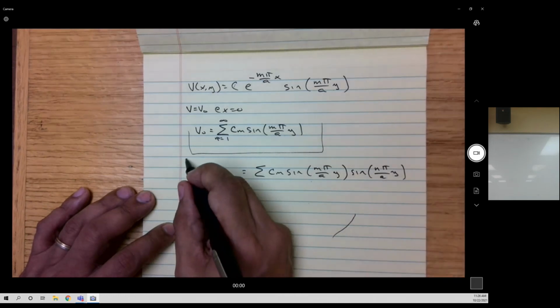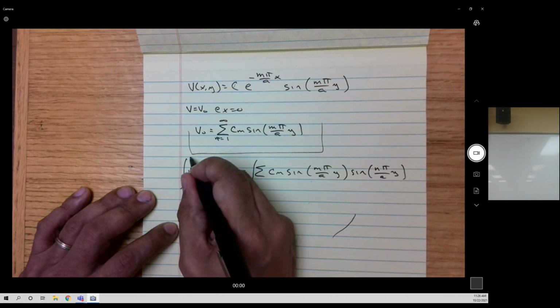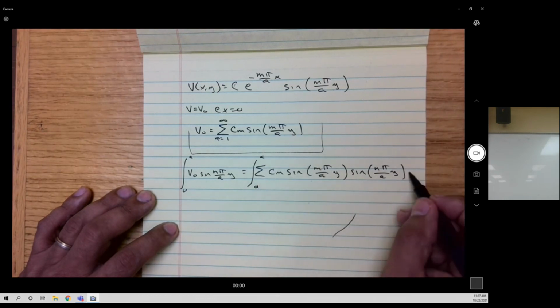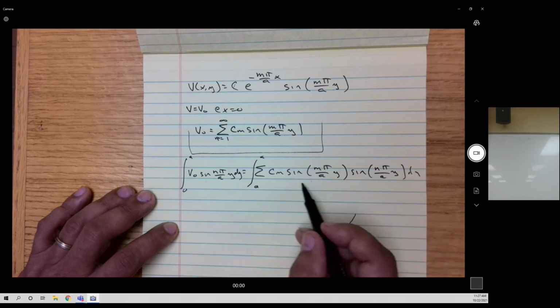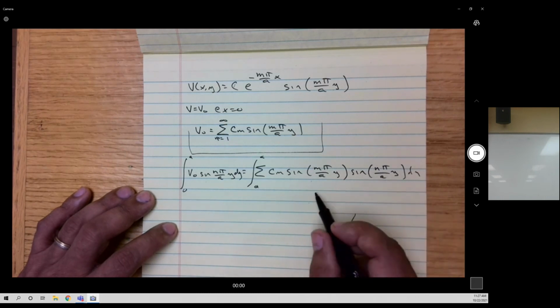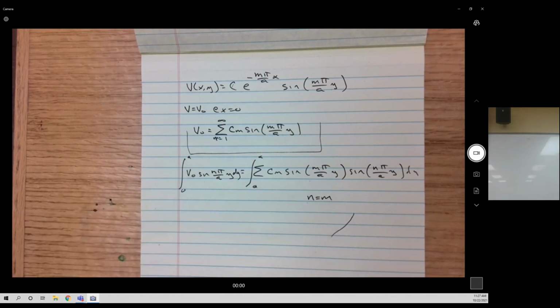Okay, and then you integrate from 0 to a, dx and dy. And then you can guarantee that because these functions are orthogonal to each other, you're only going to keep the solutions when m equals n. Okay.